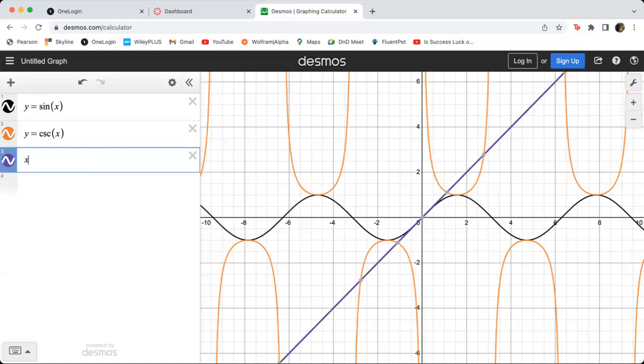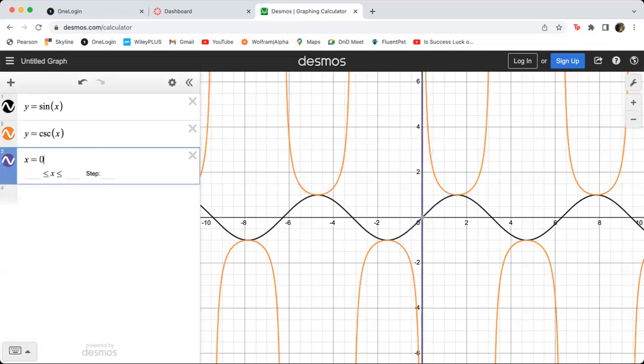Here's the graph of x equals 0. Whenever sine is 0, cosecant is undefined. And that's what was happening in that graph. When a value gets close to 0, its reciprocal heads off towards infinity.